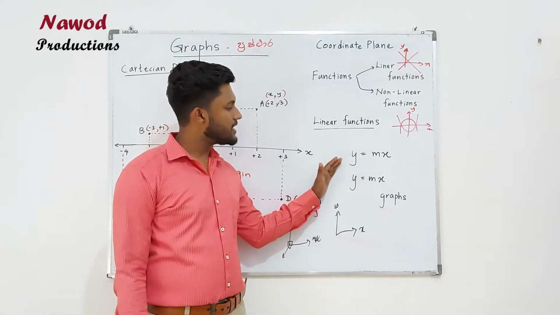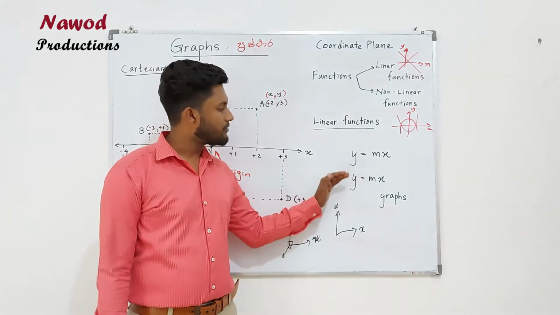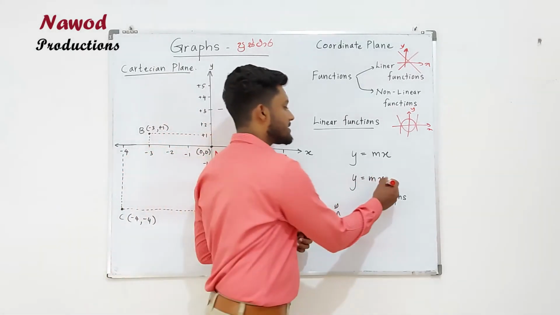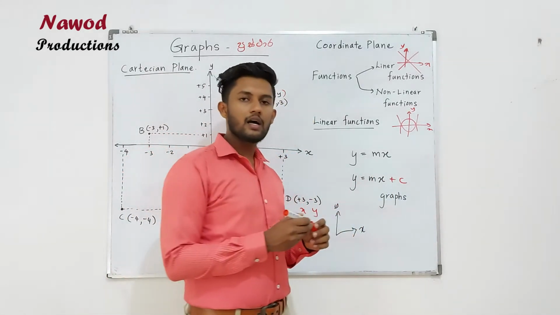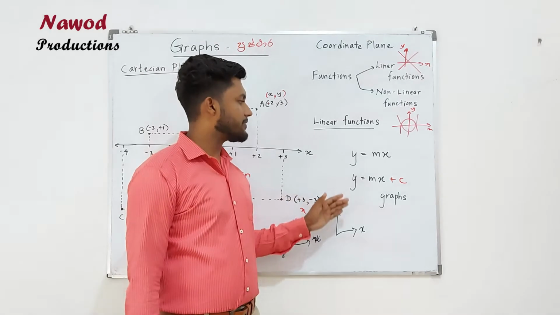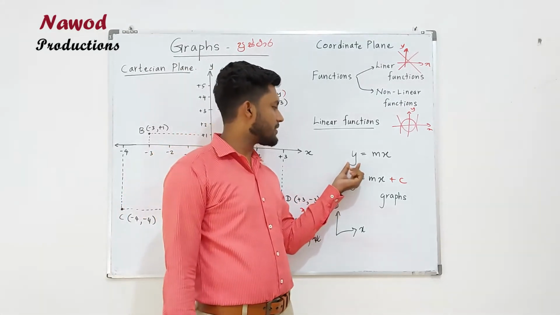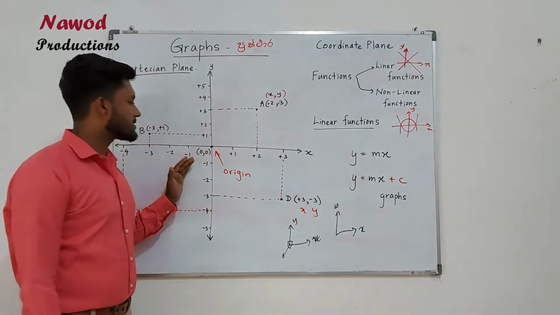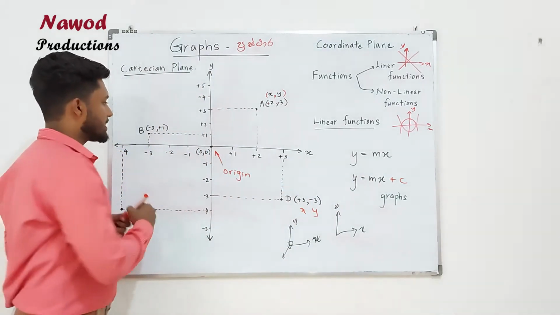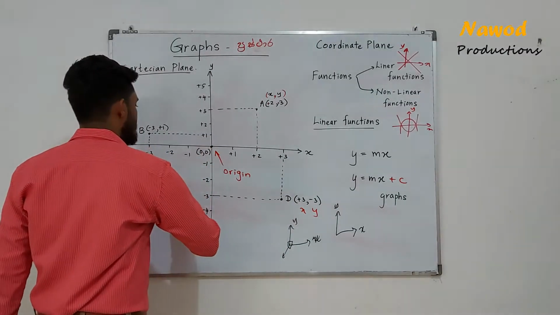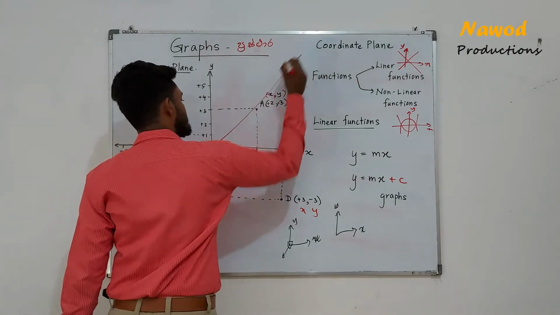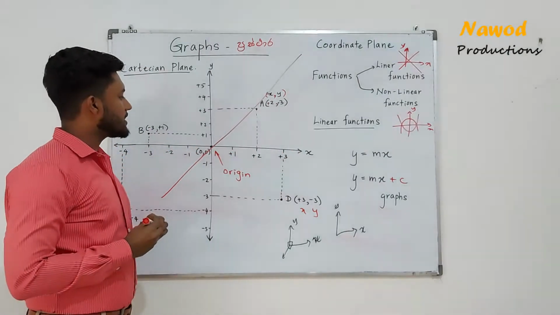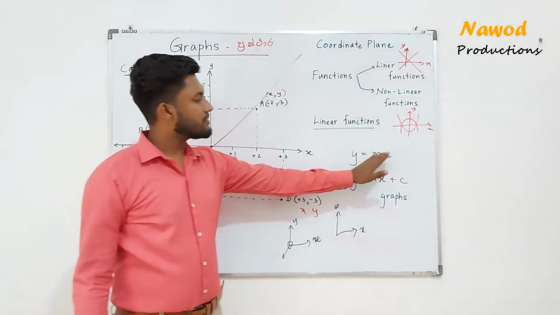Mainly y equals mx graphs and y equals mx plus c graphs are there in these linear functions. Here, y equals mx graphs are already going through the origin. Then here you have the origin. Yes, then y equals mx.